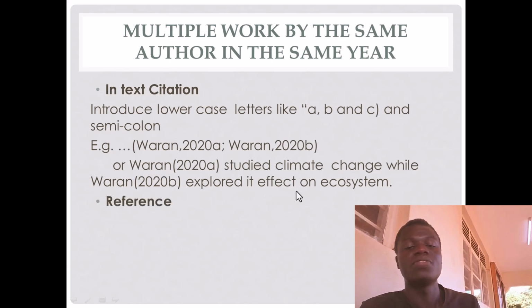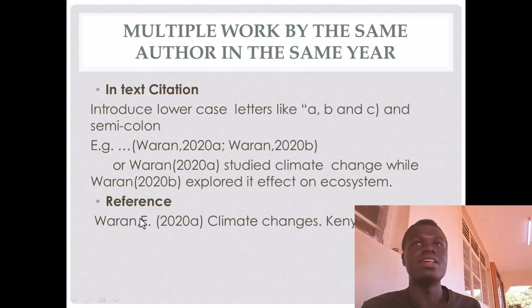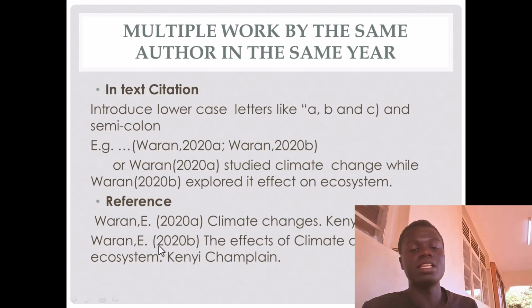So when creating a reference list, you need to put the first author's last name and the initial of the first name. You include the year, and this is the first publication. So when you put a, it means it's the first publication. Then you include the title of the article or the journal. Then the second one will be the same, but it's separated by a lowercase b. So this shows that this is the second article of the same author.